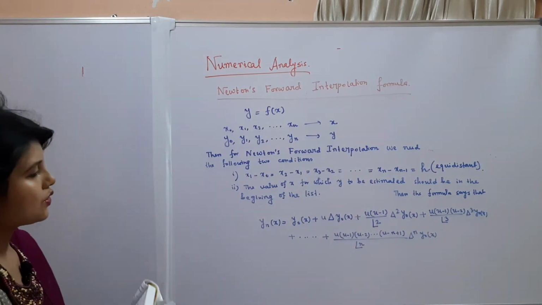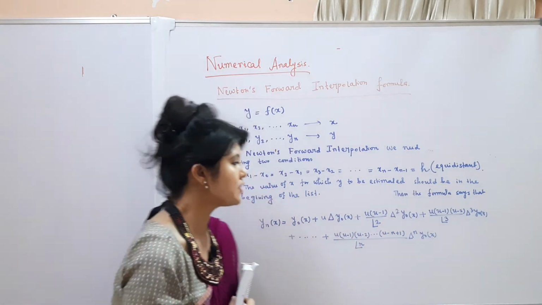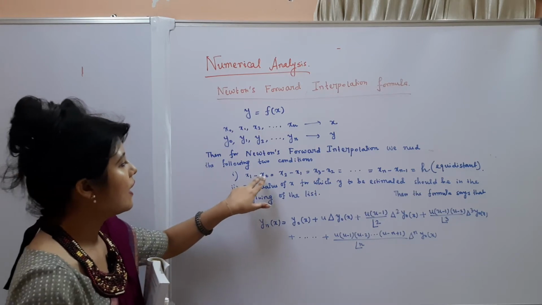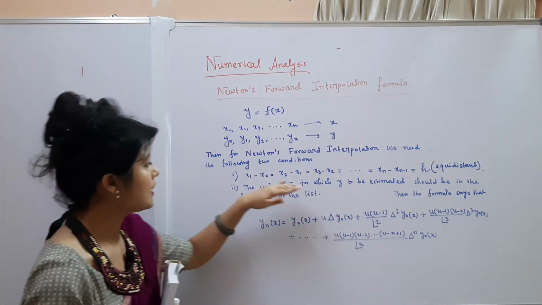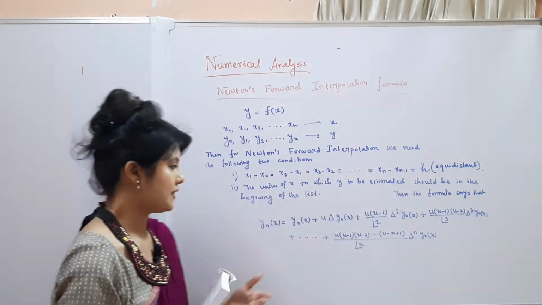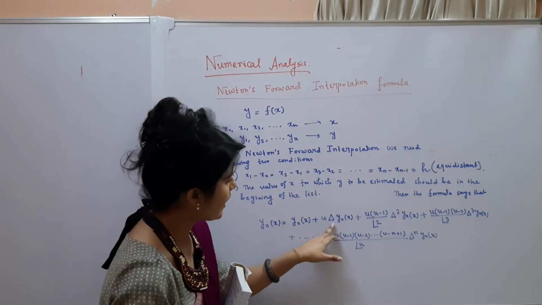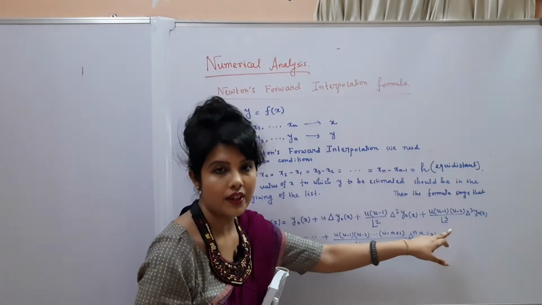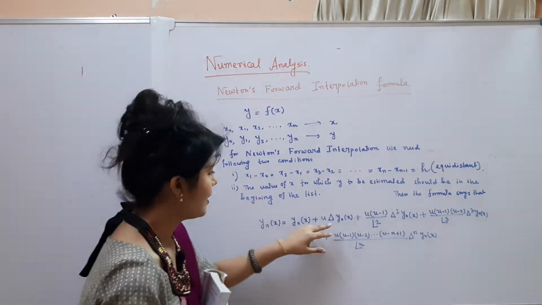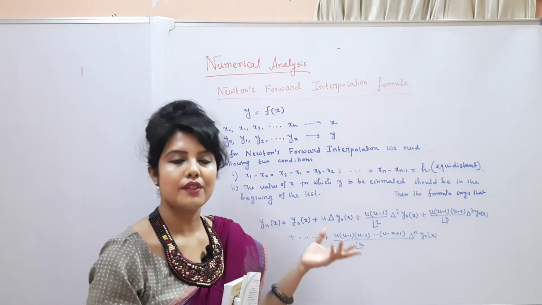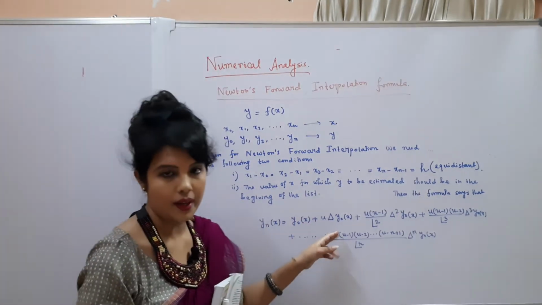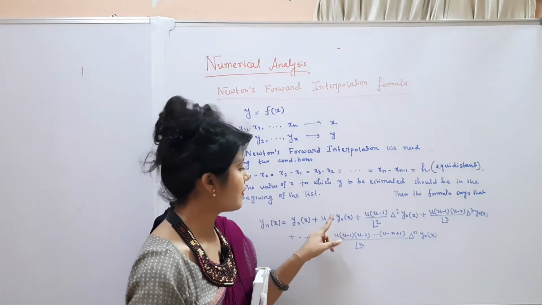Okay, so this is the formula of Newton's forward interpolation method, for which the values of x should be equidistant and the value of x for which y is to be estimated should be at the beginning of the list. Okay, then look at that, this is the difference operator, that's why it is under the finite difference method. I have already discussed the finite difference in our previous class. You can go through this, then you will get the idea about this delta. This delta is the finite difference operator.